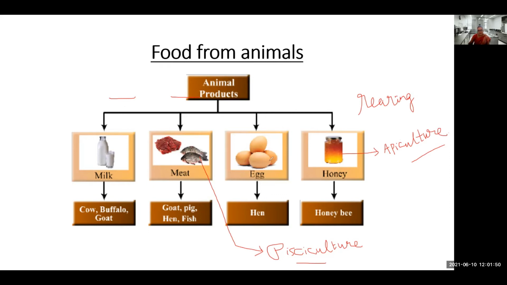Then here we can say the rearing of birds, not only hen but also duck and many others, is called poultry farming. Then the rearing of cow, buffalo, goat, pig, like that, all four-legged animals, is called cattle farming. That's all. So these are all the extra points added here. Next, coming to the next one.